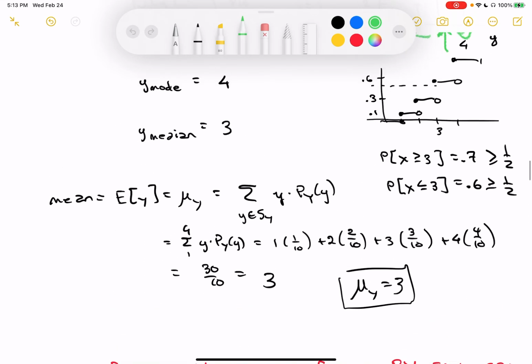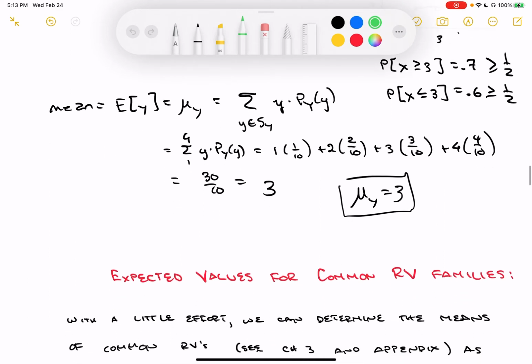So in this particular distribution, all of the different averages that we look at, mode, median, and mean, gave us unique values, right? Two of them happen to be equal, one was not equal in this particular case. Okay, so let's go ahead and move on.